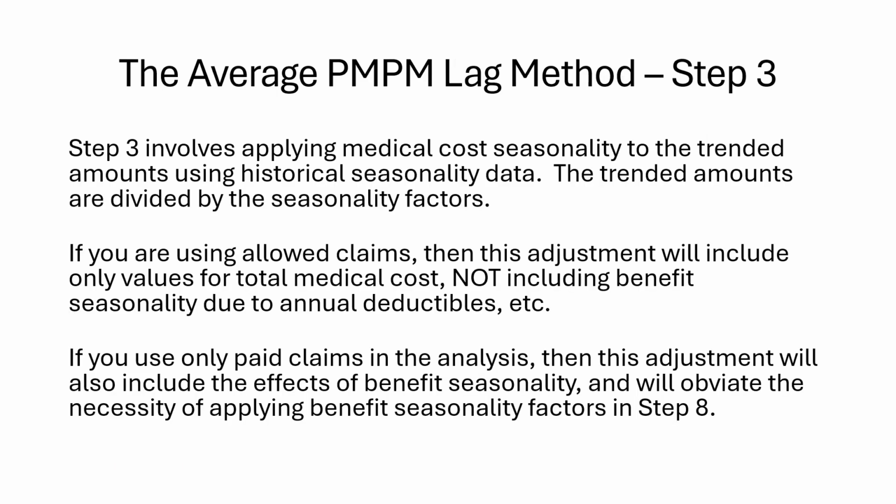Step 3 involves applying medical cost seasonality to the trended amounts using historical seasonality data. The trended amounts are divided by the seasonality factors. If you are using allowed claims, then this adjustment will include only values for total medical cost, not including benefit seasonality due to annual deductibles, etc. If you use only paid claims in the analysis, then this adjustment will also include the effects of benefit seasonality and will obviate the necessity of applying benefit seasonality factors at step 8.